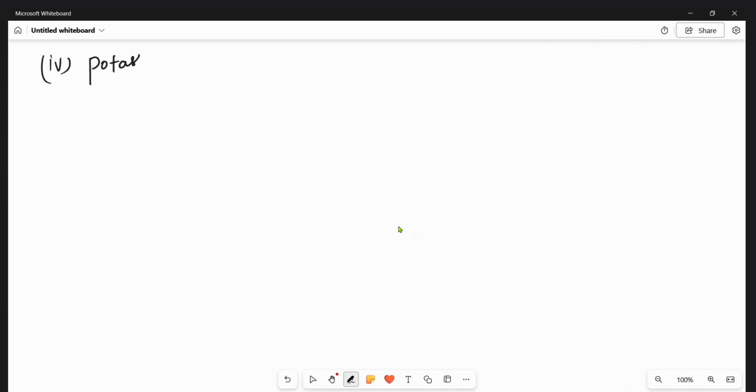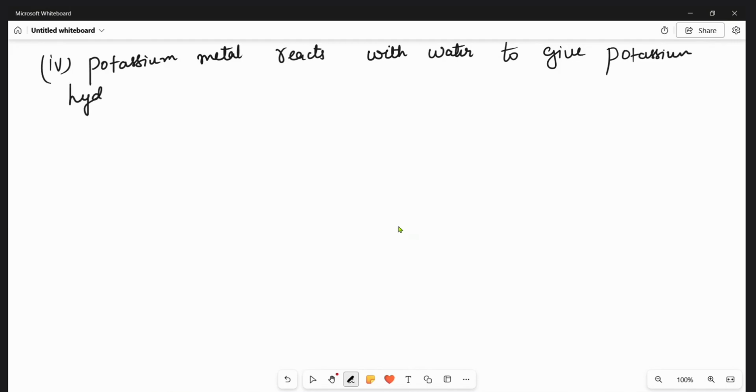Potassium metal reacts with water to give potassium hydroxide and hydrogen gas. Write the equation. Potassium metal, what is the valency of potassium? 1.